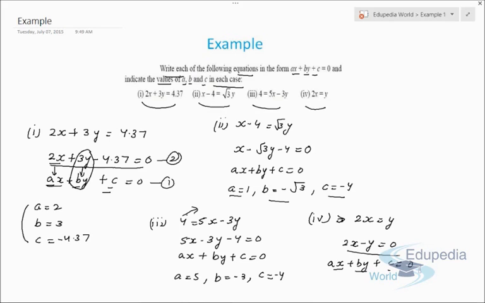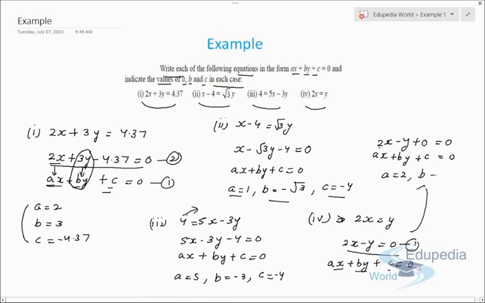So what we'll do in this equation is, we can write this equation as 2x minus y plus 0 equals to 0. Why? Because adding 0 to any number will not change that number, so we can modify this equation like this. So now if we compare with equation ax plus by plus c equals to 0, what we get is a as 2, b as minus 1 and c as 0.